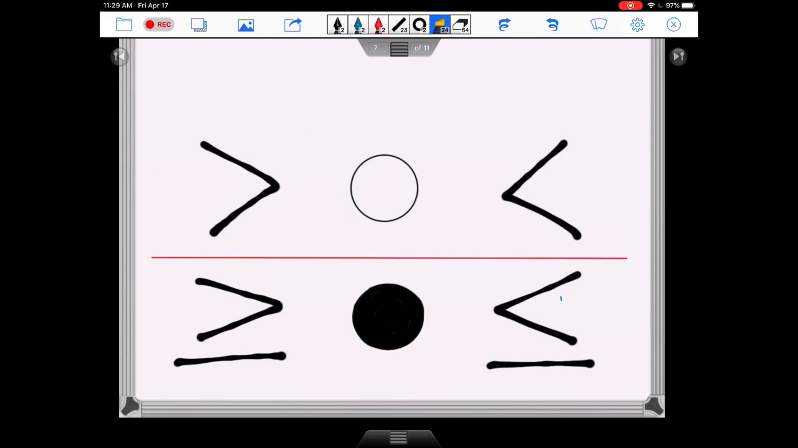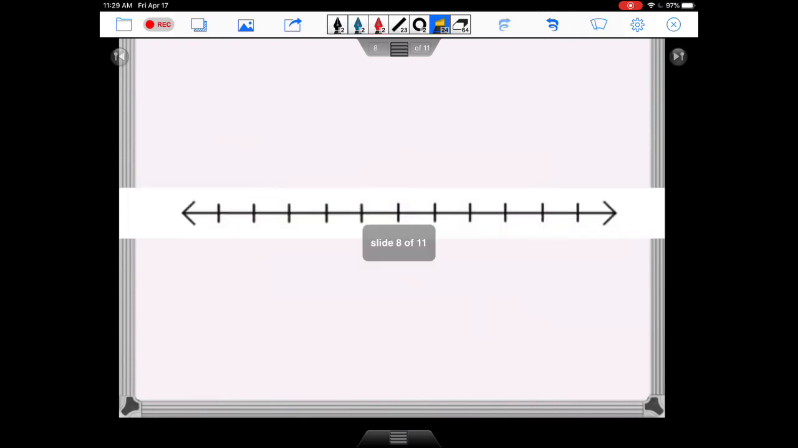On the bottom, if we have greater than or equal to or less than or equal to, we actually have what's called a closed circle, or it's been shaded in. We have to have a solid dark circle at our number when we put them on the number line. We'll do a couple examples in just a second, but that's what's important to remember. This "or equal to" means we have to shade in our circles. Okay, let's do a couple examples.